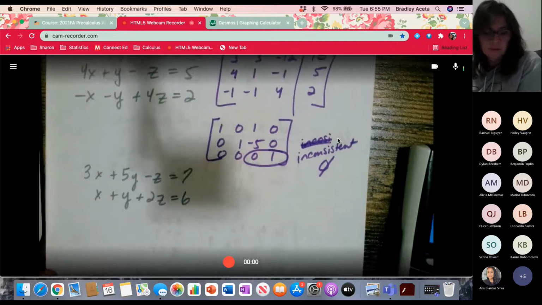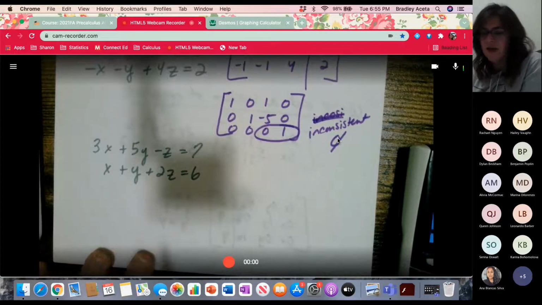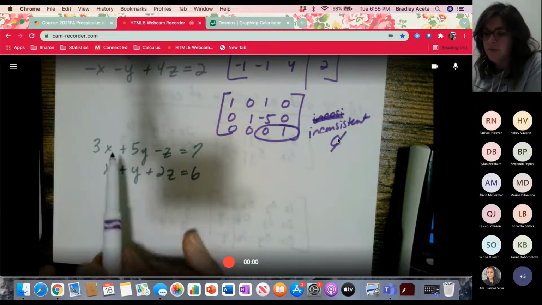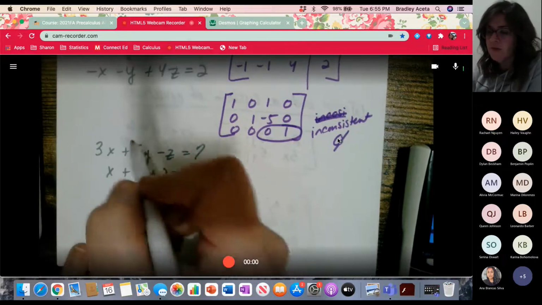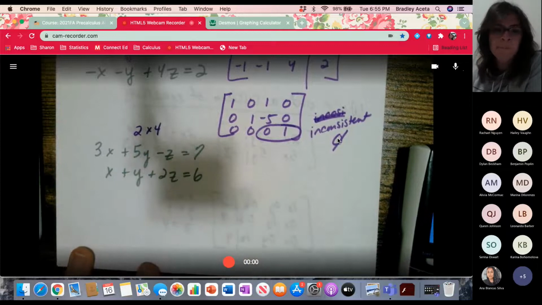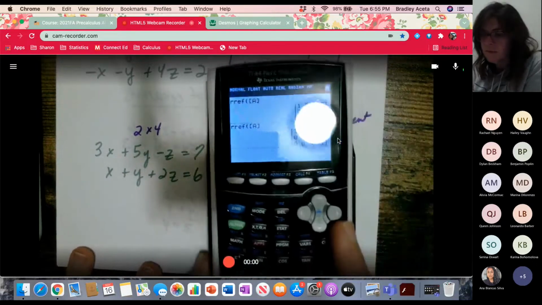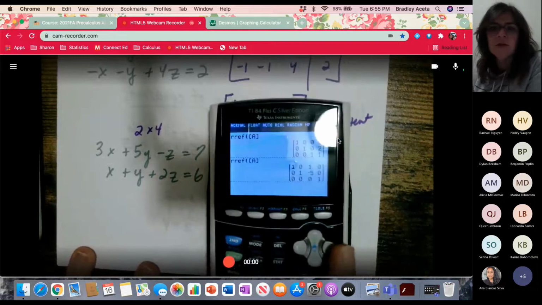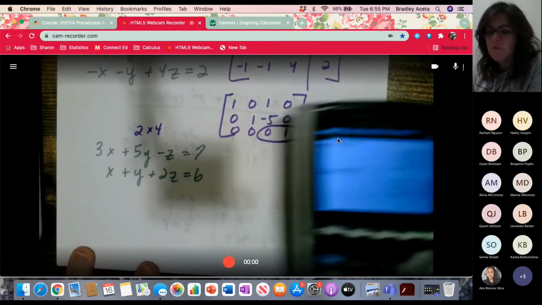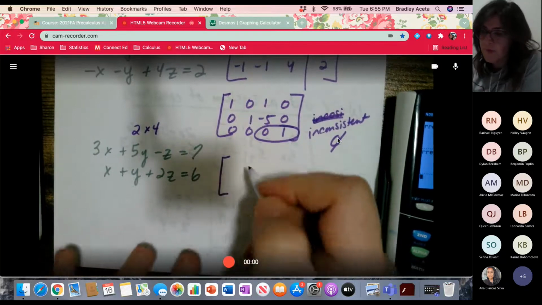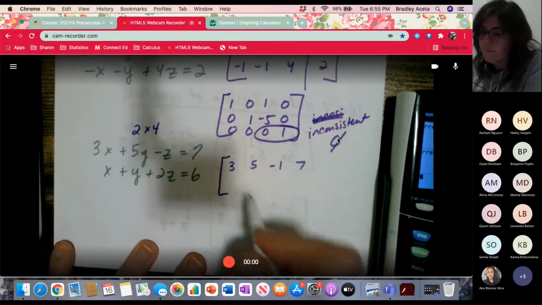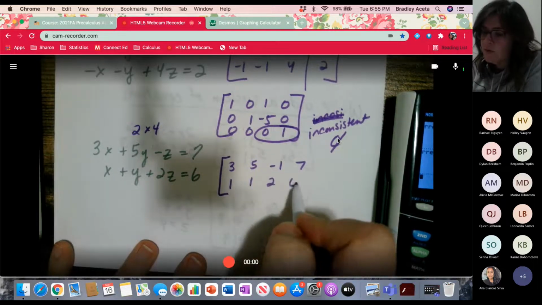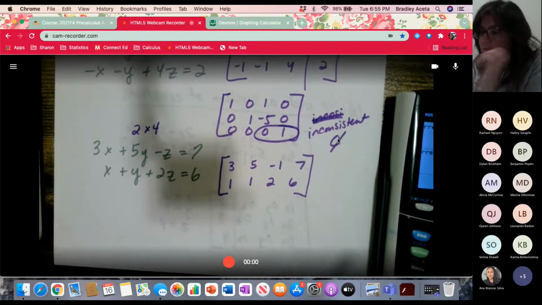All right, let's do another one. Now this one's interesting because it's got an X, Y, Z, but it's only 2 rows by 4 columns. This is a 2 by 4. But we're still going to perform a reduced row echelon on it. So first let's write it out. This would be 3, 5, -1, 7, 1, 1, 2, and 6. Okay. 2 rows, 4 columns.